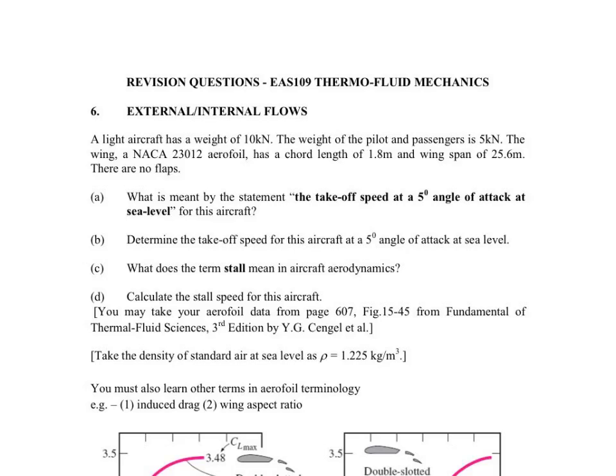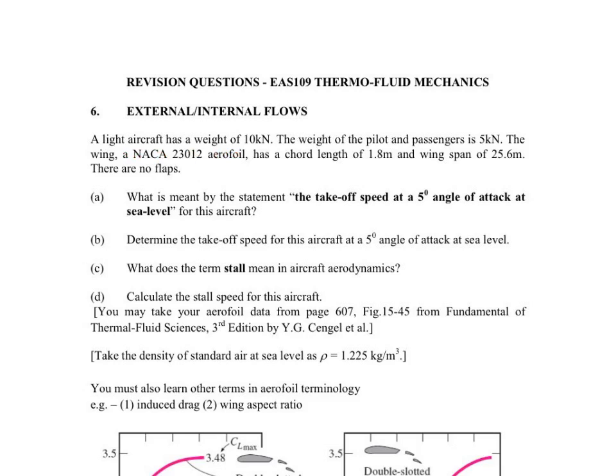Let's look at question 6 now from your revision sheet, external and internal flows. In particular, this question looks at internal flows. We are told that a light aircraft weighs 10 kilonewtons, the weight of the pilot and passengers 5 kilonewtons, and you're given a specific aerofoil number, NACA 23012.